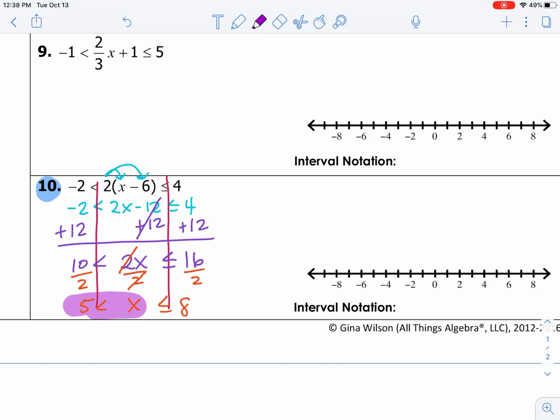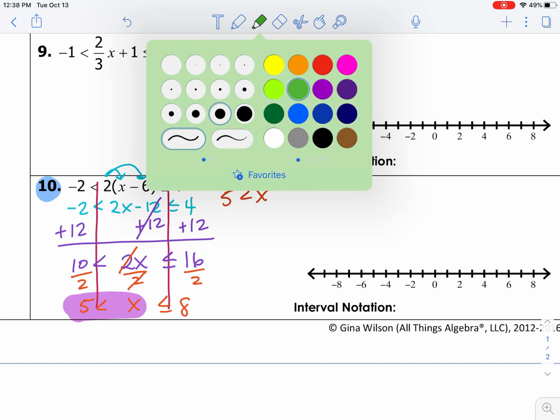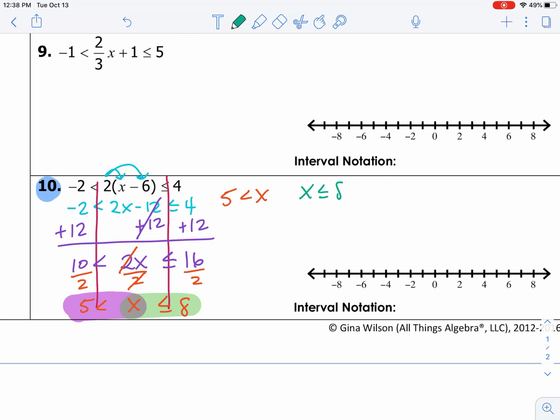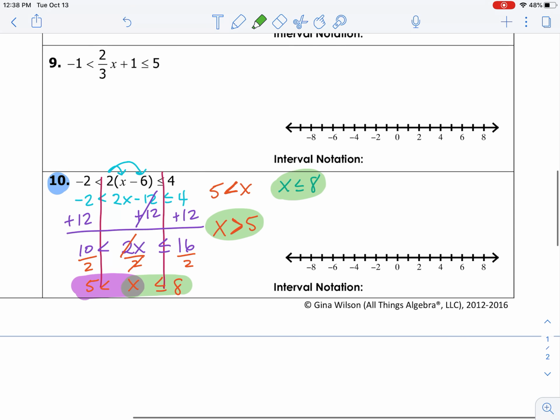So to graph this, we need to take it one piece at a time. I have 5 less than x. I also have x less than or equal to 8. Okay, this variable's on the left. We're ready to graph that one. We need to switch this one. So if I want x to be on the left and 5 to be on the right, see how the inequality is pointing towards the 5. I need the inequality to keep pointing towards the 5, so I have to switch the direction of the inequality. And now it's ready to be graphed.